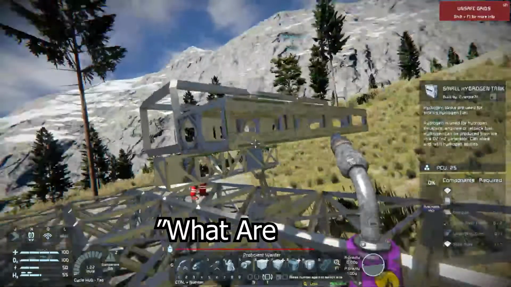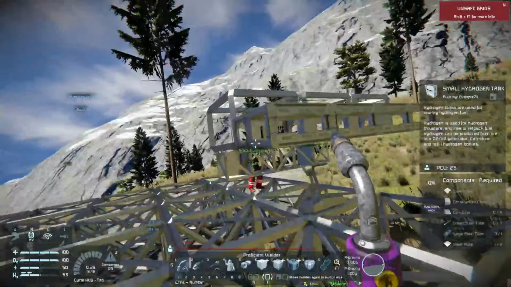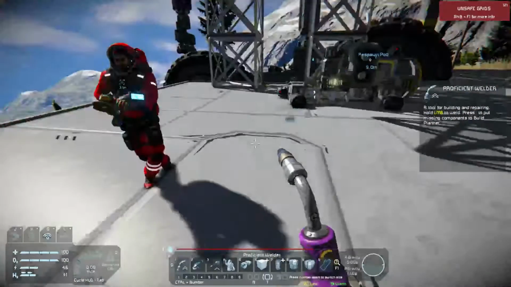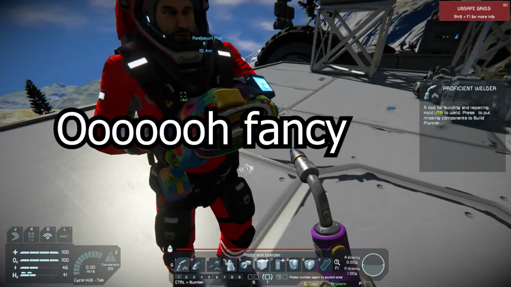Oh. What are those? What are those? Those are small hydrogen. Rainbow grinder and gloves. Ooh, fancy.